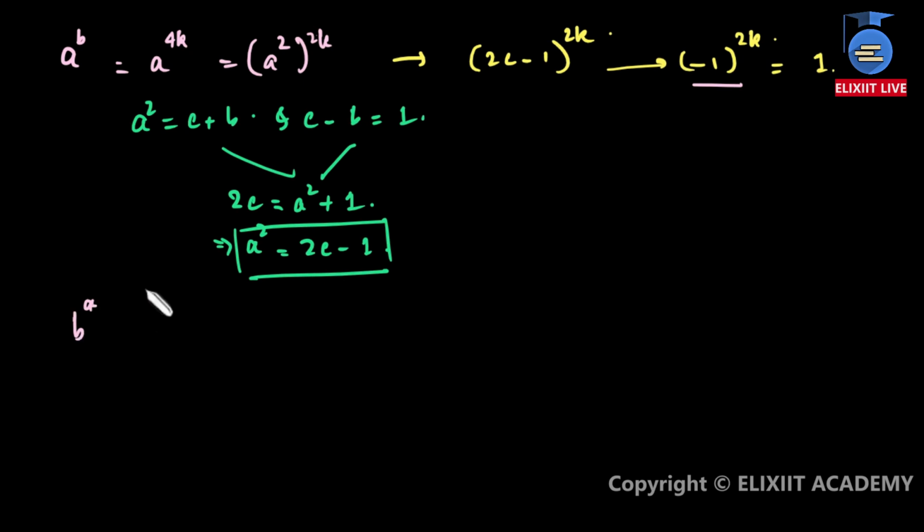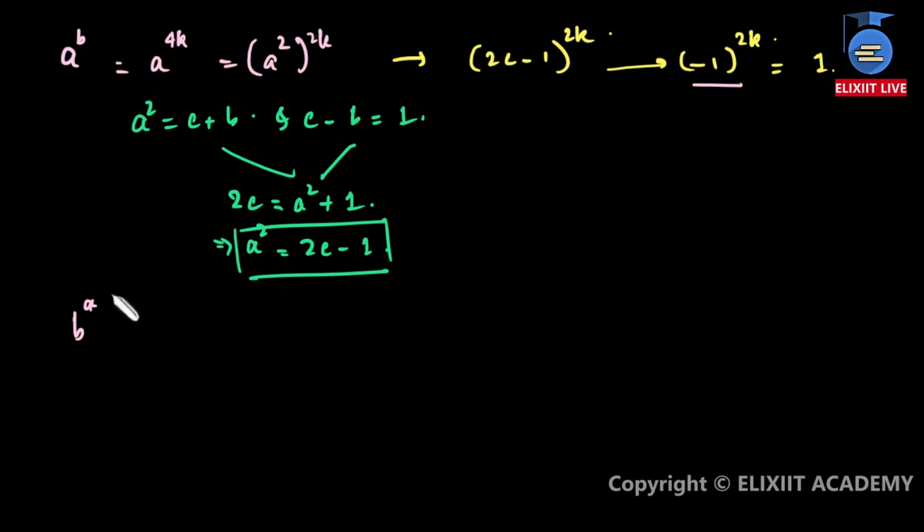Now let us come down to this b to the power a. So if you have b to the power a, once again you have to bring this in terms of c first, because they have asked you to prove that this is divisible by c, i.e., a to the power b plus b to the power a is congruent to 0 modulo c.